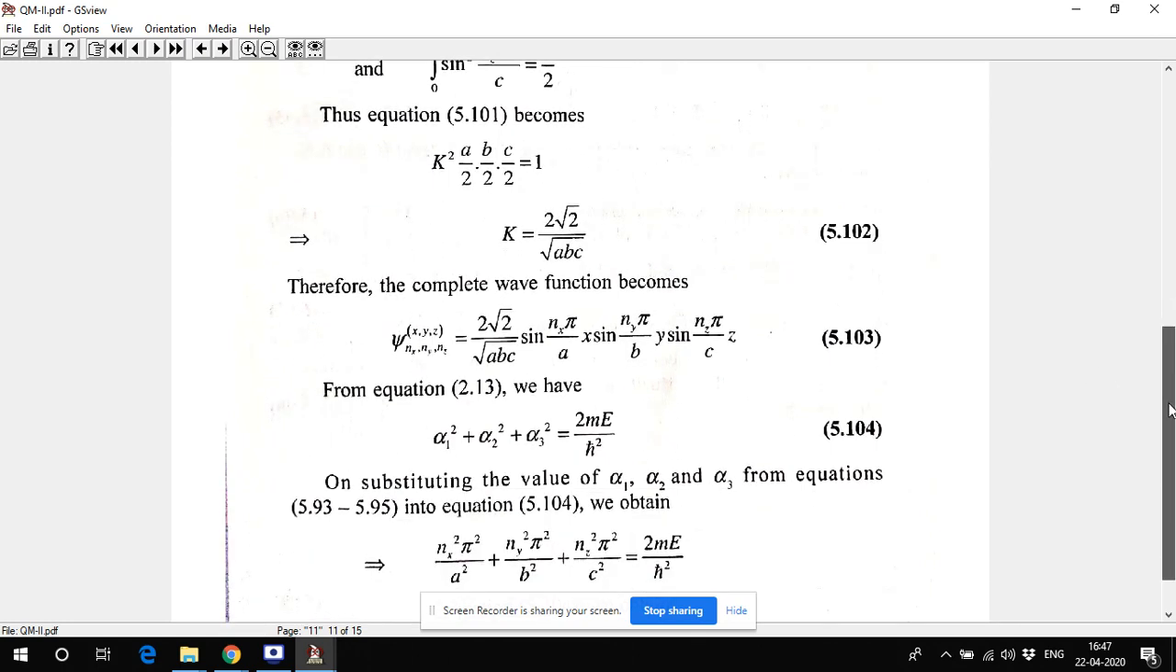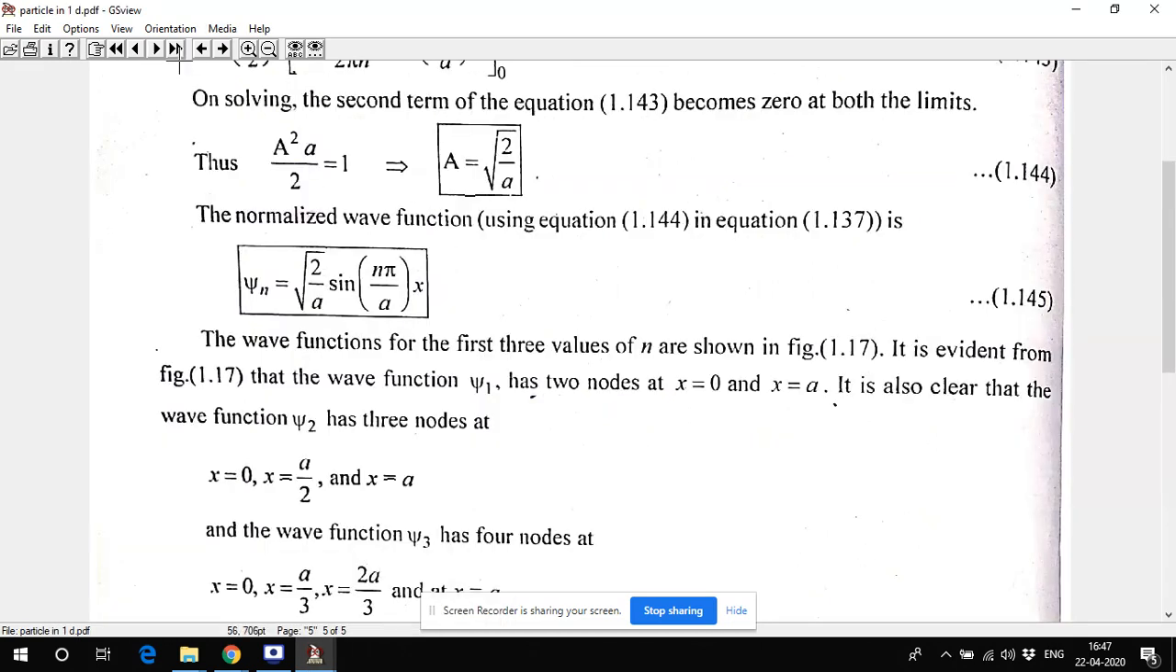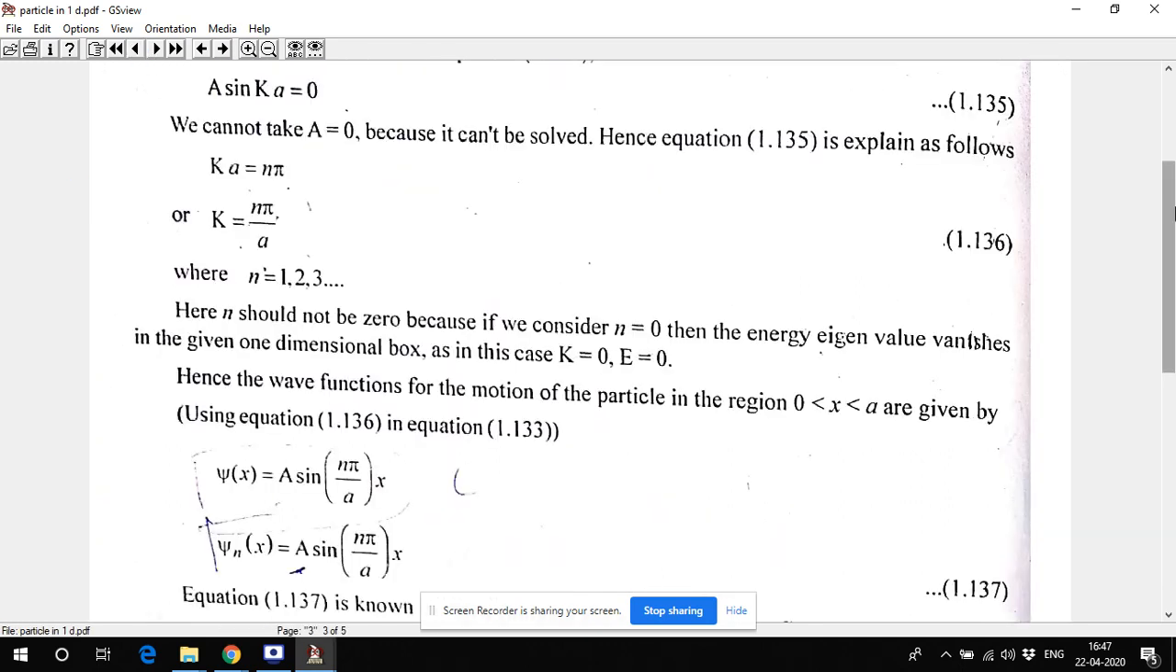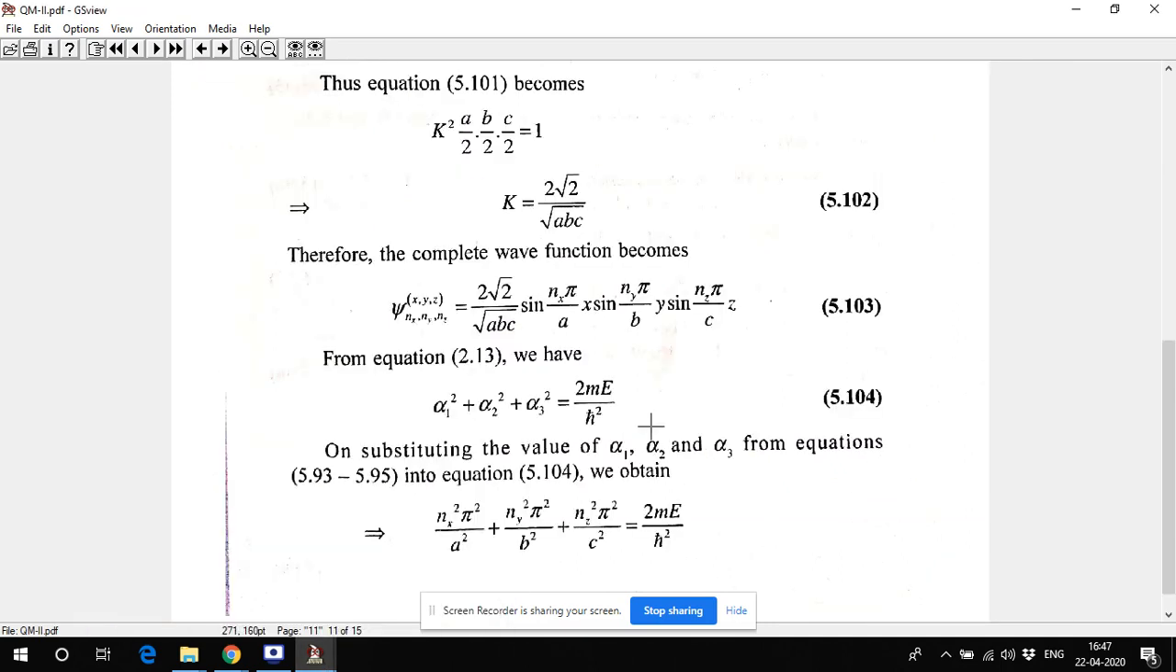Now to calculate the energy eigenvalue, we require 2me upon h cross square and this term. So this alpha 1 we can put again as nx square pi square by a square. In that particular derivation in one dimension, I hope you remember that we did this: my k had the value n pi by a. Now to calculate E, we require this for the whole three dimensions also.